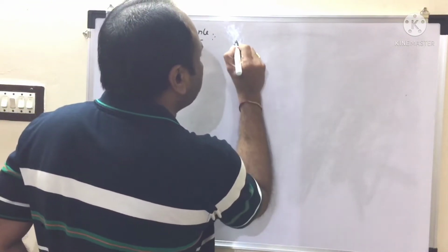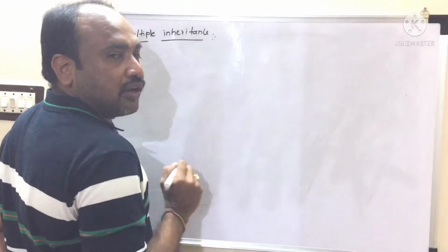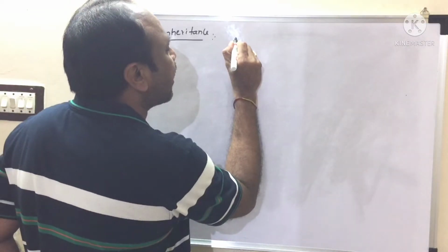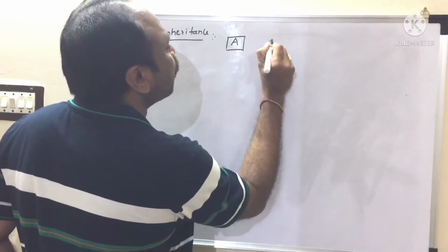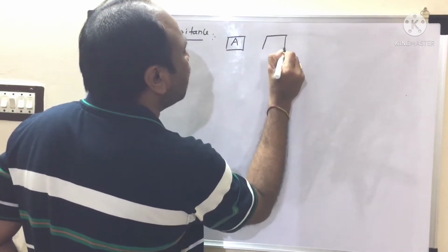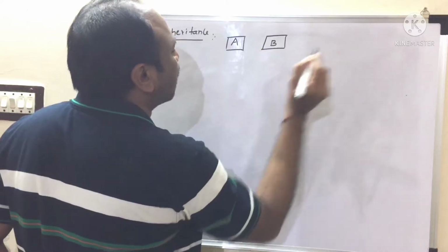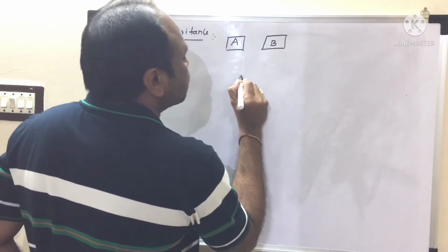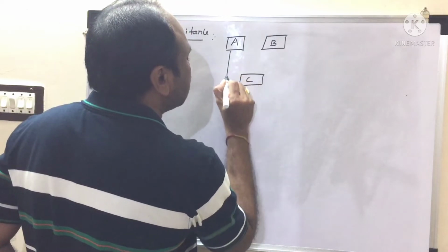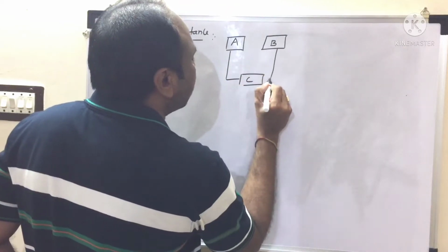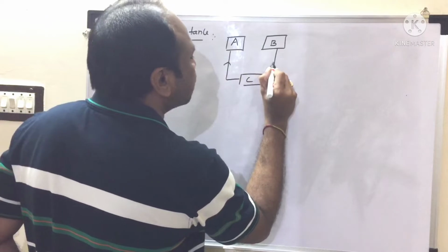A class is created from more than one superclass. Already I am having a class A. I am having one more superclass B. Like that, I may have any number of superclasses. A subclass created from more than one superclass is referred to as multiple inheritance.